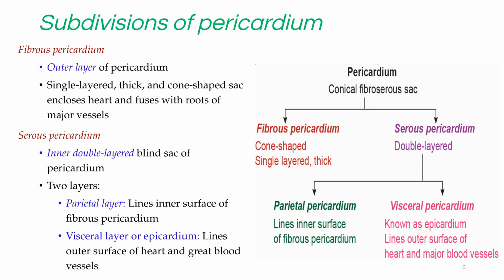The fibrous pericardium is the outer, thick, cone-shaped sac. The serous pericardium is the inner, double-layered blind sac, with the parietal layer lining the fibrous pericardium and the visceral layer, or epicardium, covering the heart's outer surface.